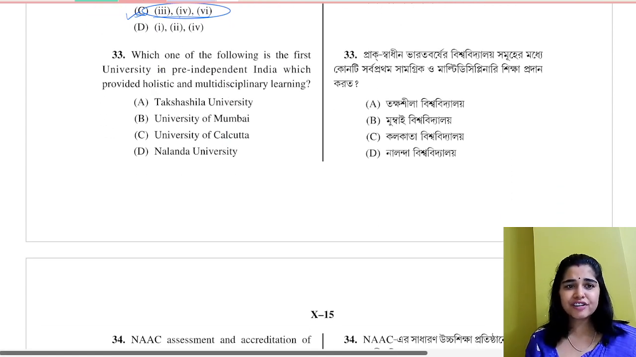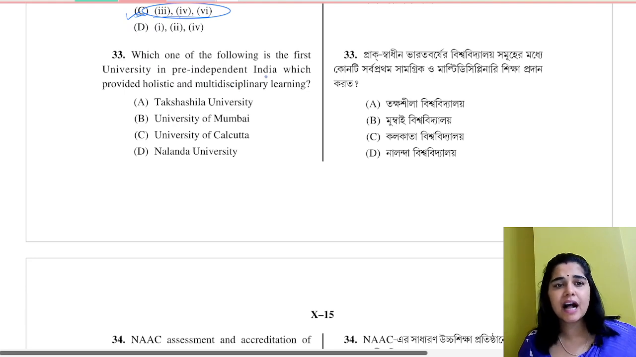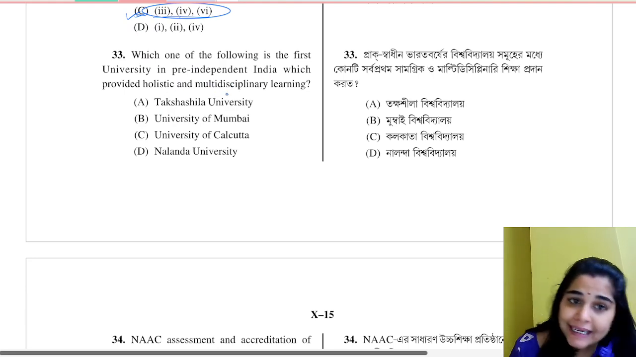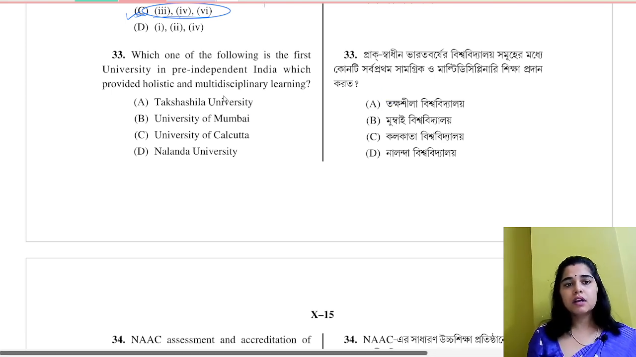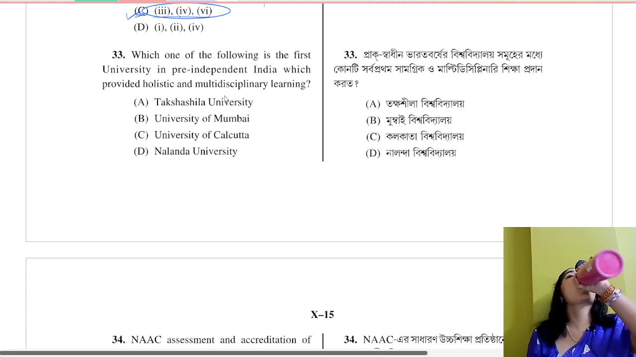Which of the following is the first university in pre-independence India which provided holistic and multidisciplinary learning? They have also provided this answer in their answer key: the Taxila University.